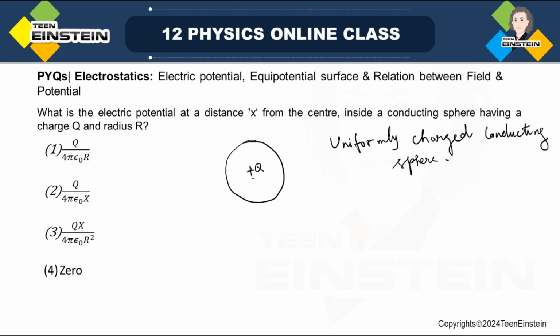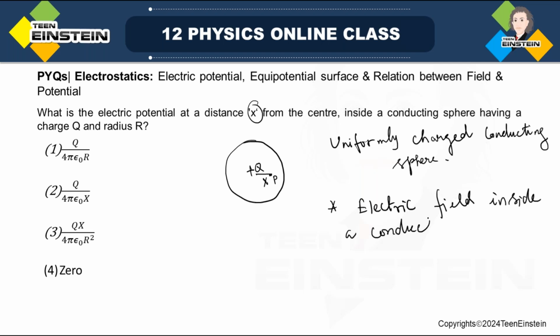So what will be the potential at this point? Inside, at any point x, what will be the potential? Suppose this point P is at x distance away from the center. What will be the potential at this point P? Here, one important concept you have to remember: the electric field inside a conductor is always zero.